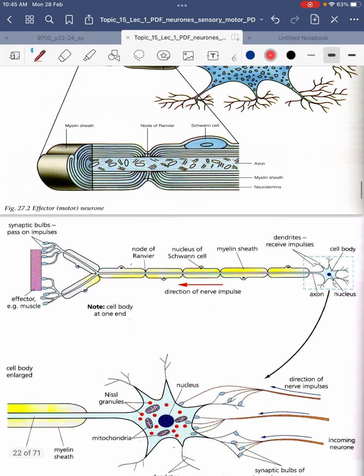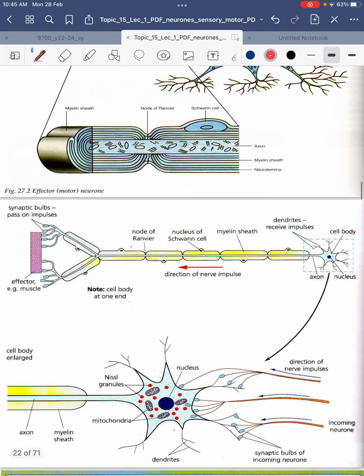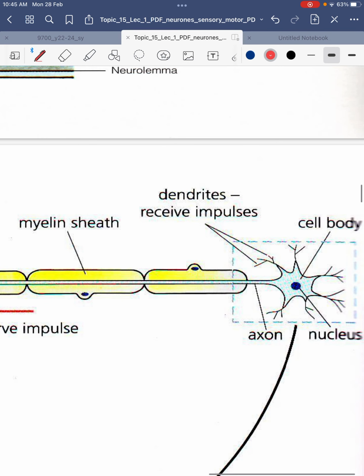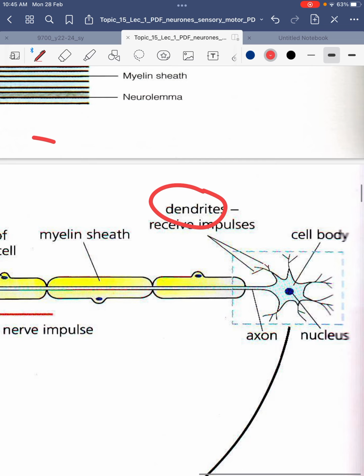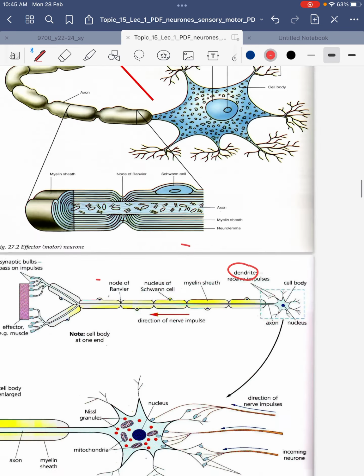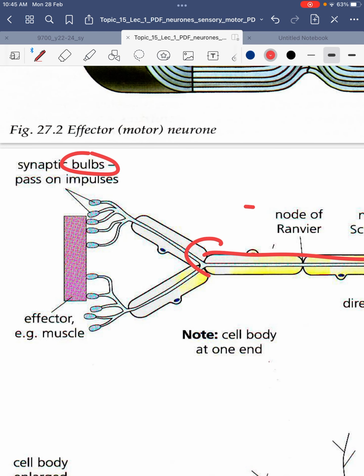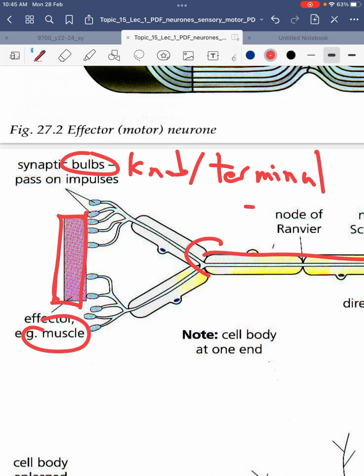Okay, right. So here is another motor neuron, as you can see here. You can see the dendrites, myelin shield, direction of the impulse, synaptic bulb, or synaptic knob, or synaptic terminal, a few names, and this is the effector. So the effector can be muscle, it can be glands, which secrete enzymes, for example.